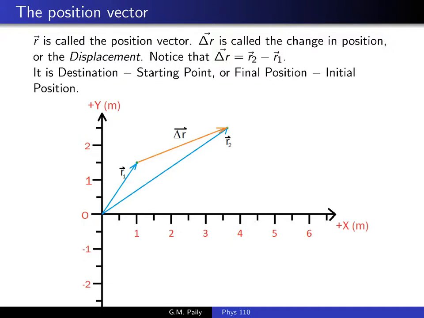Notice that this vector, which points from the initial point to the final point, is given by the destination position vector minus the initial position vector. All right, so final position minus initial position gives you the displacement, and the displacement vector points basically in the direction that the particle is moving.